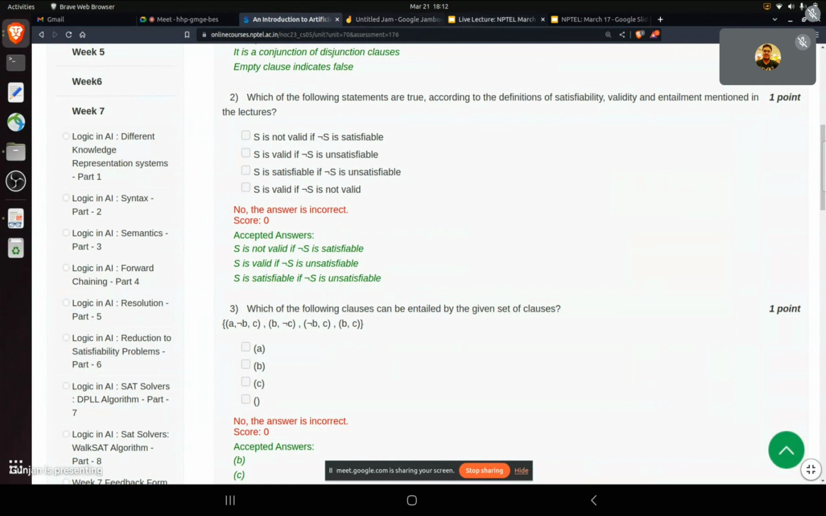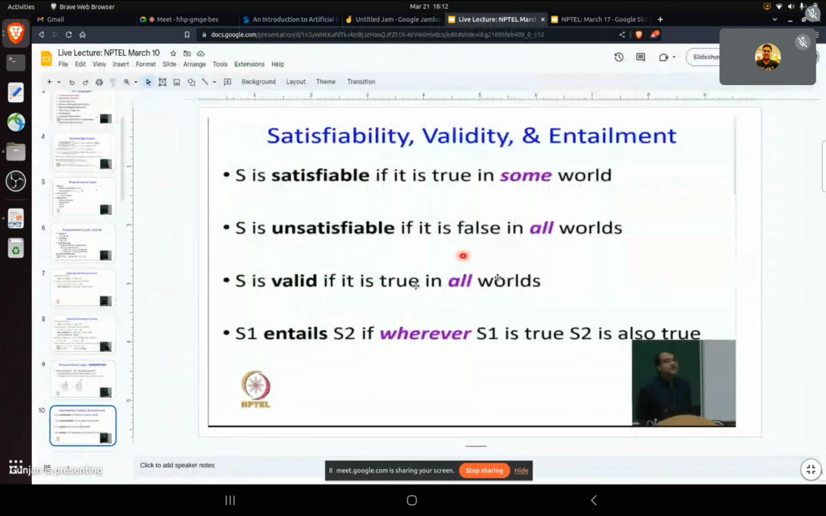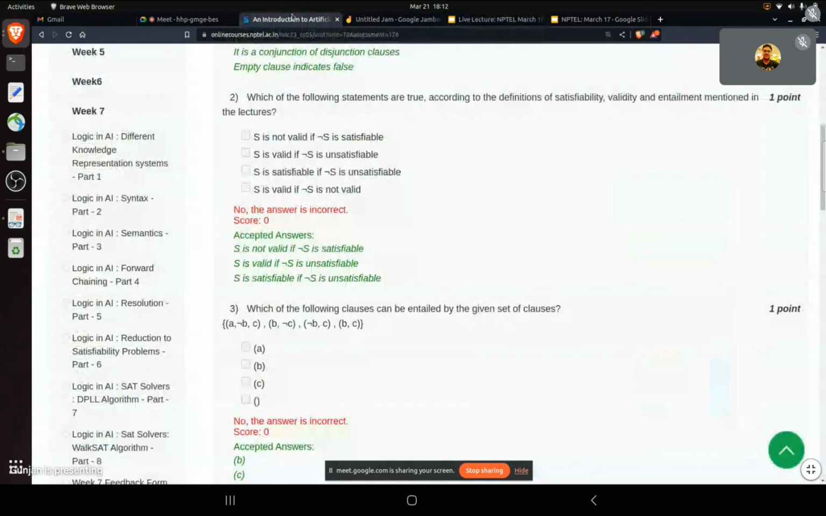Yes, to be valid, S has to be true in all worlds. But if not S is not valid, there are two conditions. It may be that not S is false in all the worlds, or it is false in some of the worlds. So it does not matter if it is false in some or all. Even if it is false in some of the worlds, that means it is true in some of the worlds. If not S is true in some of the worlds, that means S is false in some of the worlds, right?